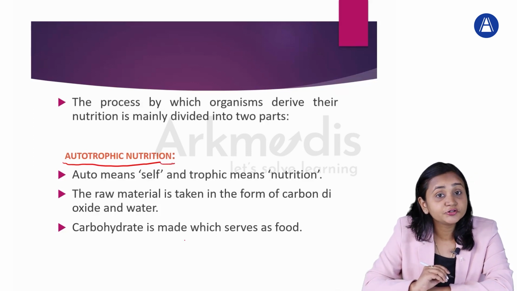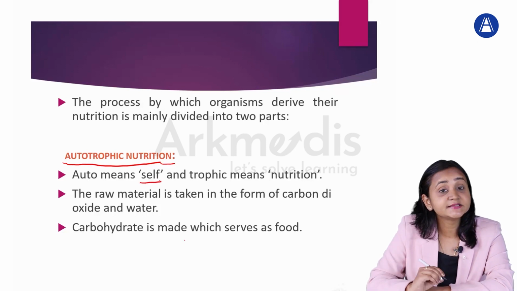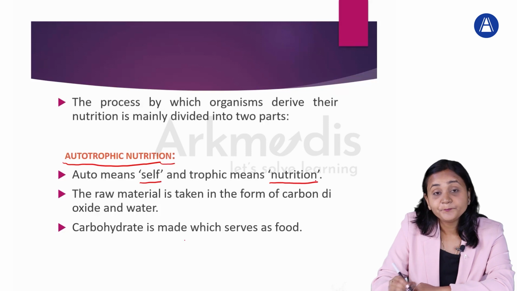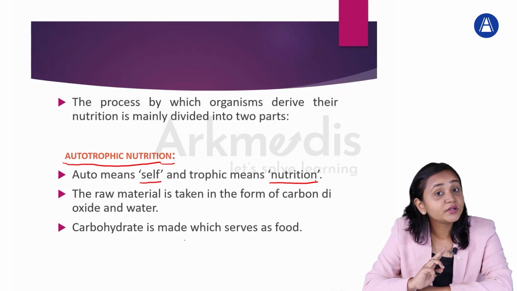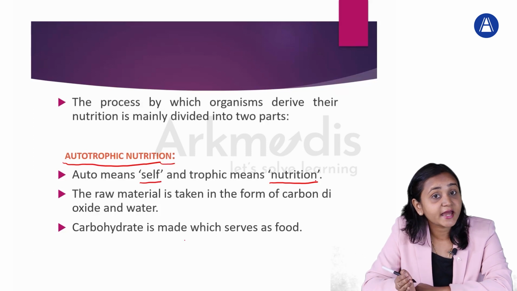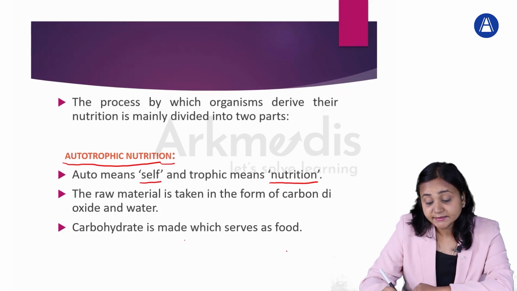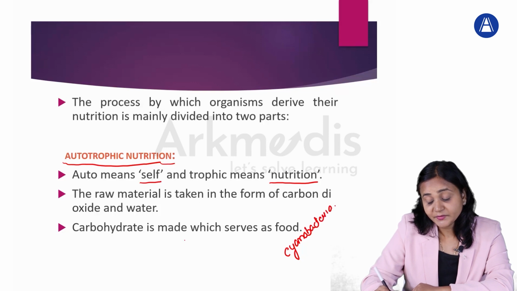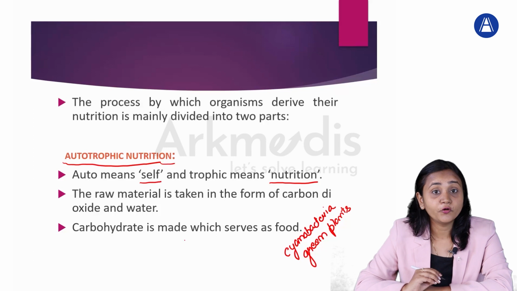Now first, autotrophic nutrition. Autotrophic is made up of two words. Auto means self, while trophic means nutrition. The organisms that are self-sufficient and prepare their own food without taking help of any other organisms are called autotrophs. The green plants and the cyanobacteria, and green plants are very fine examples of the autotrophs.